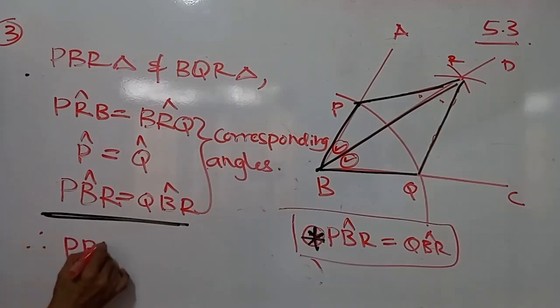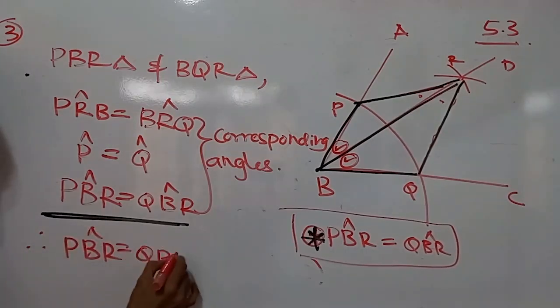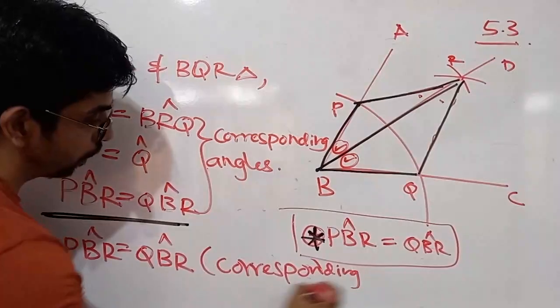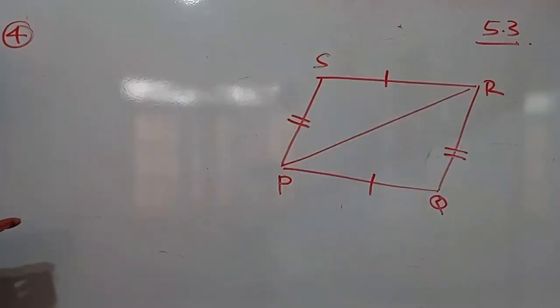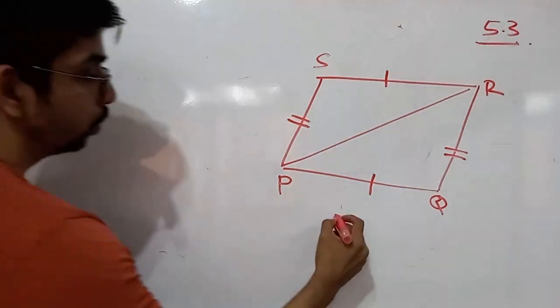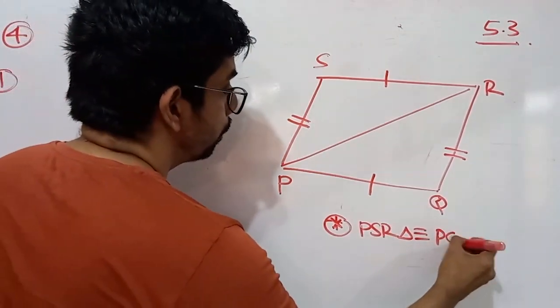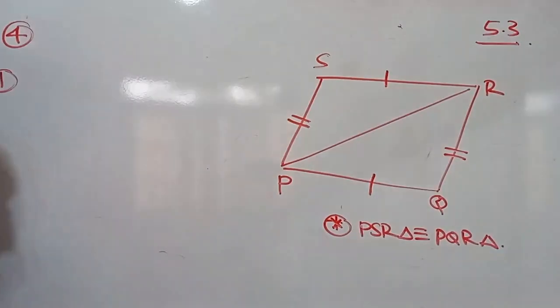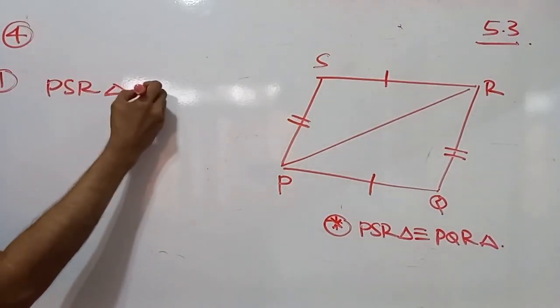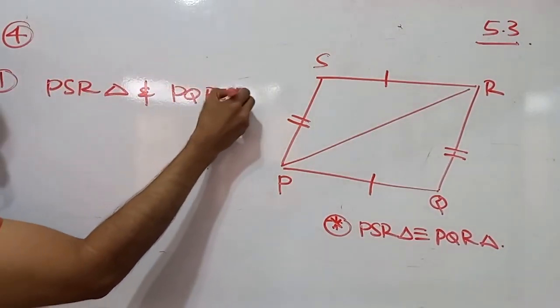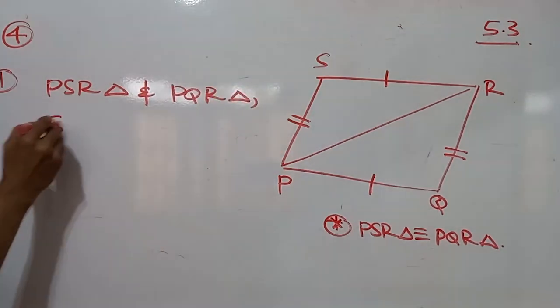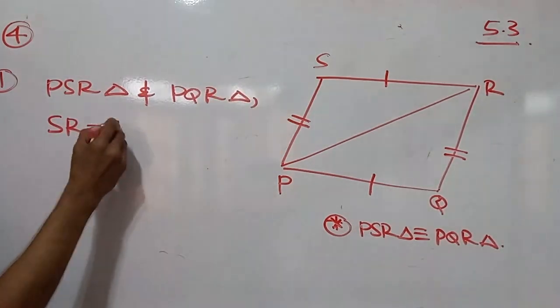Therefore PBR angle is equal to QBR angle. Why? Corresponding elements. The opposite sides of the quadrilateral PQRS are equal in length. Prove that triangle PSR is congruent to triangle PQR. So part 1, what do we have to do? PSR triangle is congruent to PQR triangle. Right. PSR triangle and PQR triangle. So we can say SR is equal to PQ.